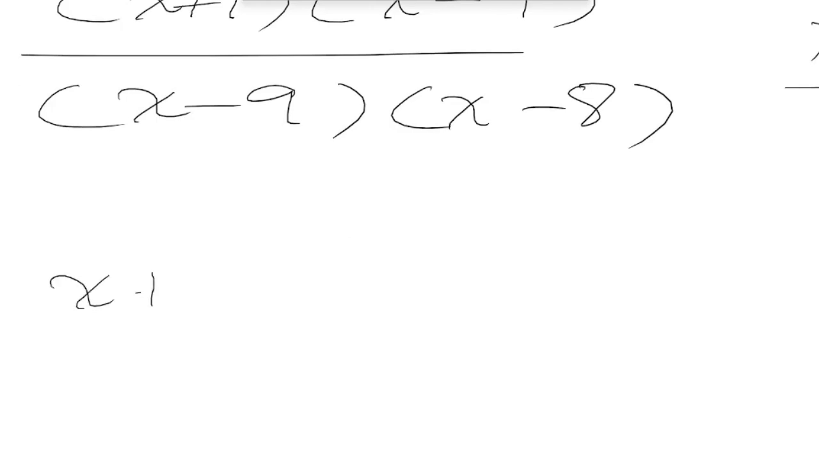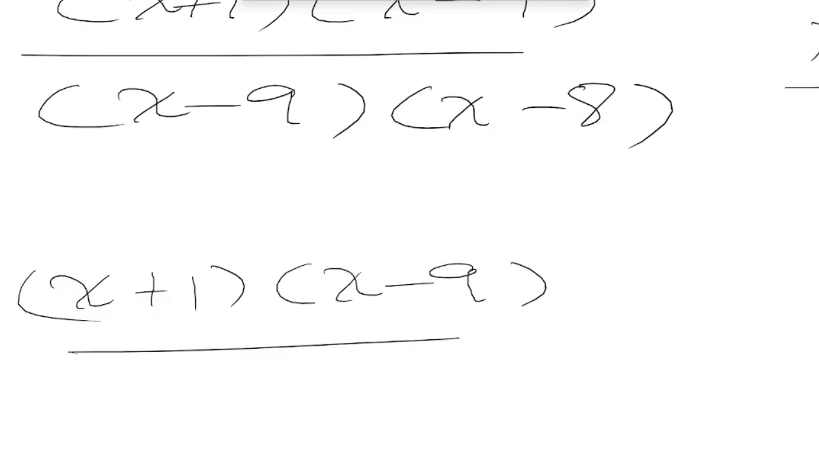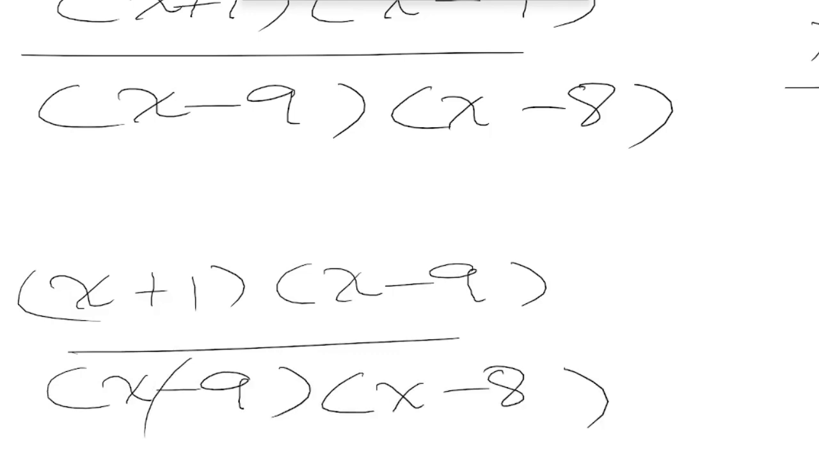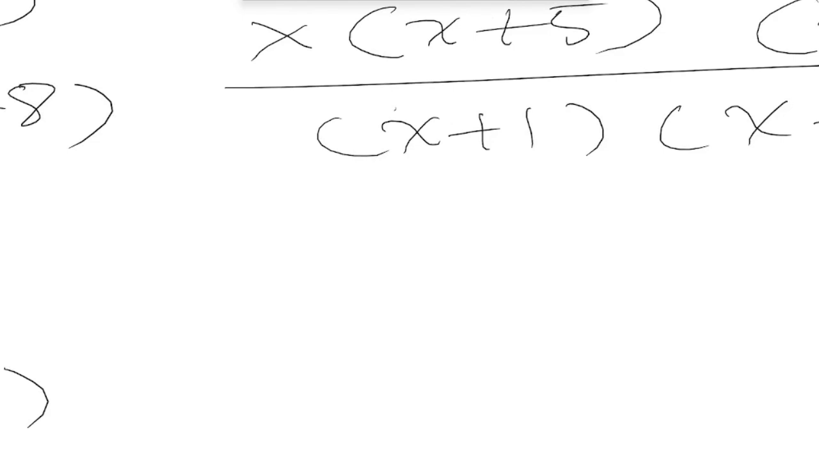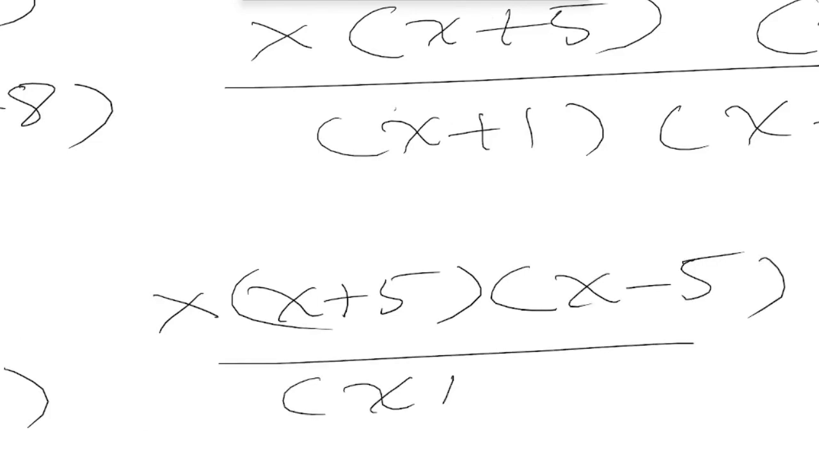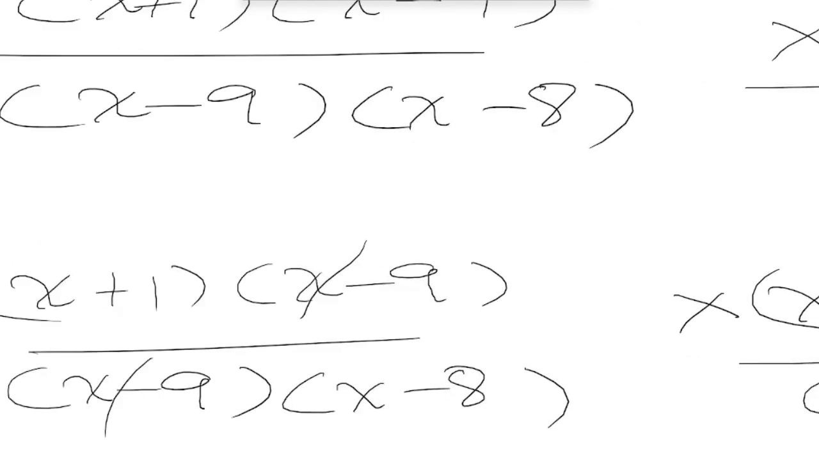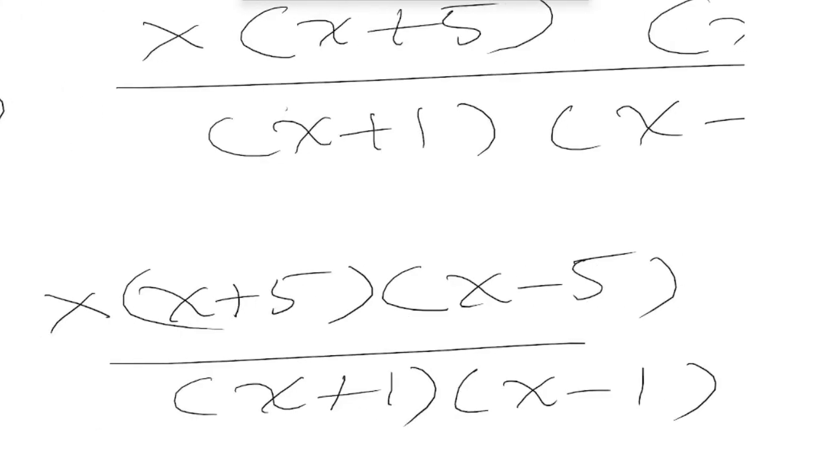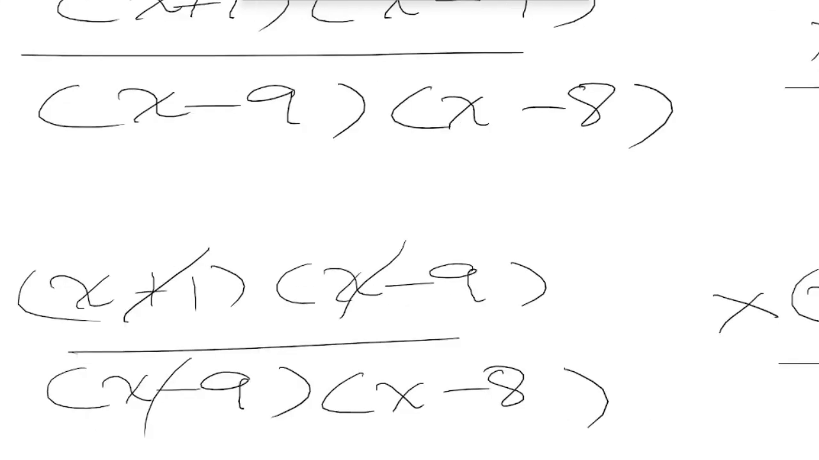So the first x plus 1 and x minus 9 will just remain the same along with the denominator, x minus 9 and x minus 8. Okay, if you look closely, x minus 9 and x minus 9 will get cancelled. So x plus 1 divided by x minus 8 remains. After that, x plus 5 and x minus 5 divided by x plus 1 and x minus 1. So here we have x plus 1 and here we have x plus 1, so they both get cancelled with each other.